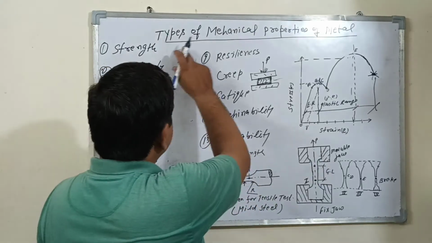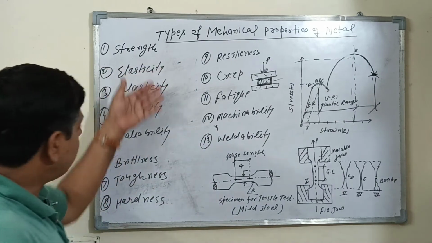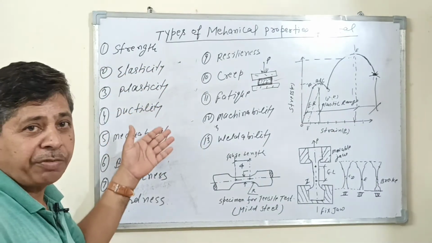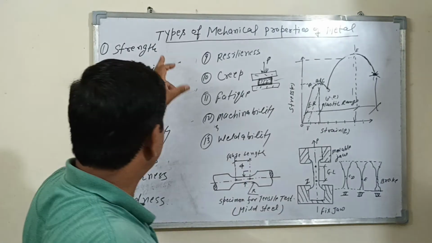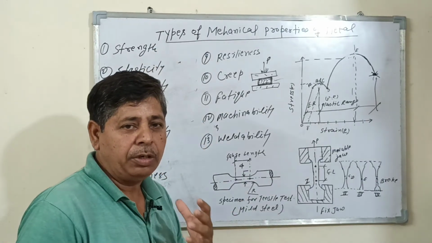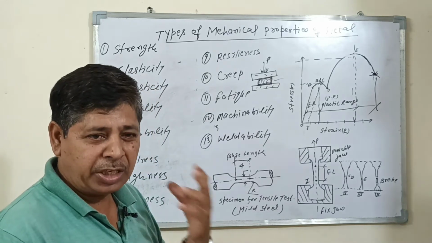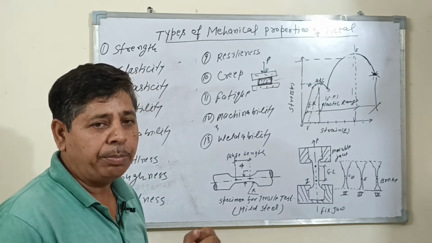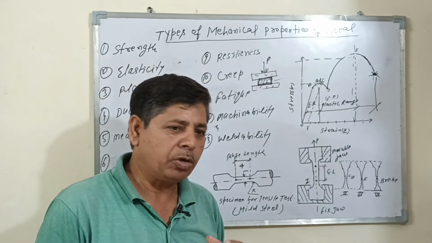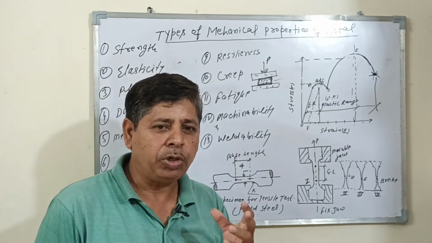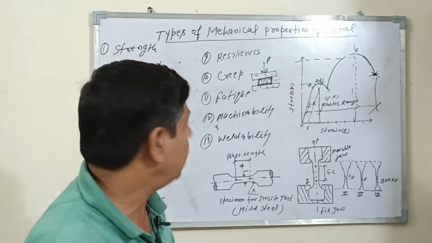My topic is the types of mechanical properties of metal. Different types of mechanical properties are given here. Number one is strength. Strength is the property of the material by virtue of which it is able to withstand or support the external load without any fracture of the material. The strength of the material plays a very important role in selecting the material for designing different types of machine parts, components and agricultural parts.